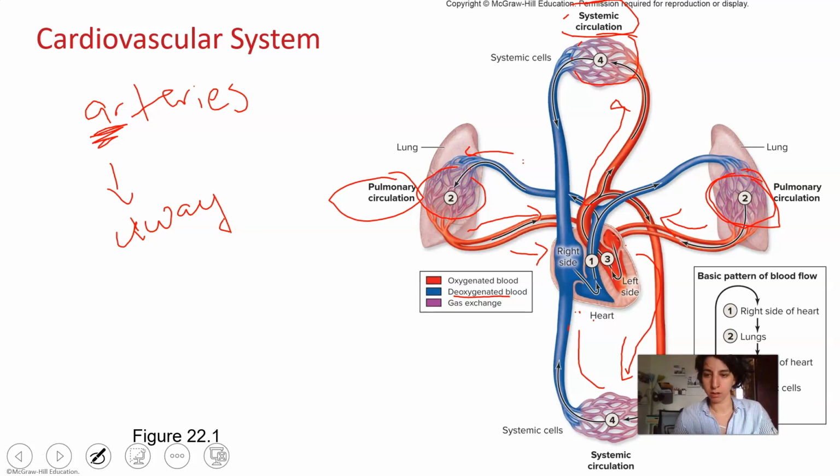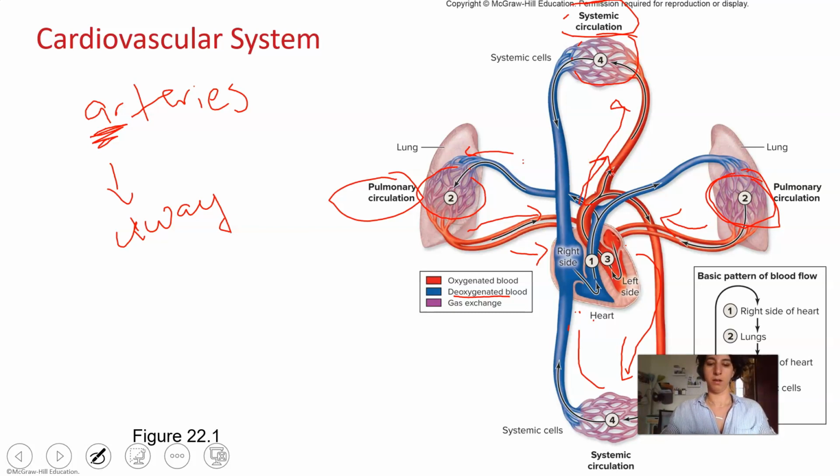You may have heard that arteries carry oxygen-rich blood, and for the most part they do, with a couple of exceptions. So a better way to remember it is that arteries carry blood away from the heart. So right here, we are in arteries.